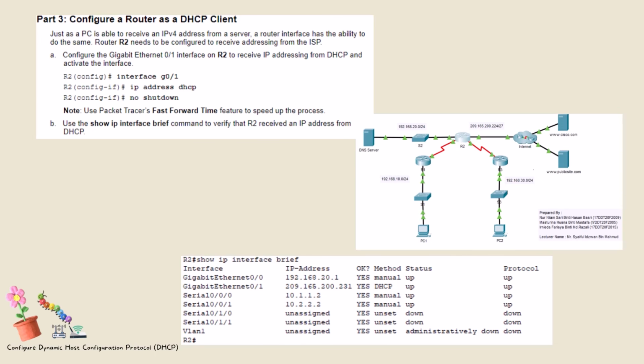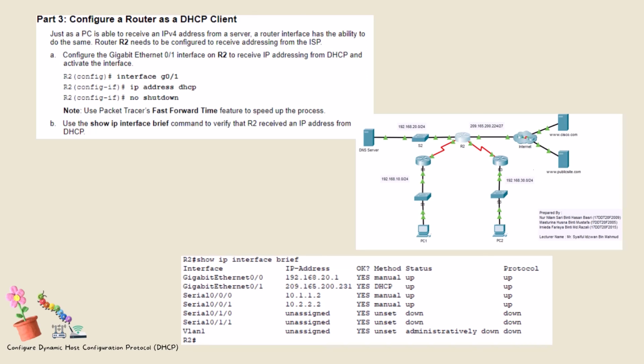Part 3, configure a router as a DHCP client. An interface on a router that connects to the Internet Service Provider, ISP, is often configured as a DHCP client. For this task, Part A, configure the GigabitEthernet 0/1 interface on R2 to receive IP address from DHCP and activate the interface. Kita perlu berada pada router yang kedua, mode config, masukkan interface G0/1 dan seterusnya masukkan command IP address DHCP dan masukkan command no shutdown.